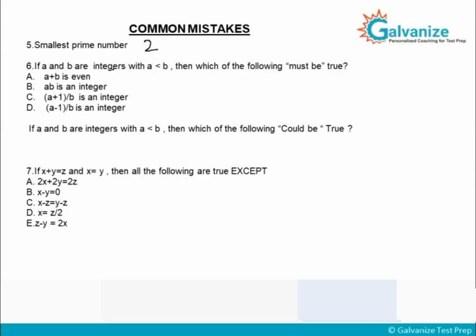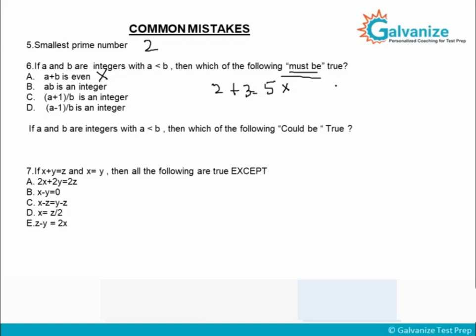So look at this example here. If A and B are integers with A less than B, then which of the following must be true? There are two integers given here. A plus B is even. I could come up with just one example to contradict this statement. A is less than B. I could bring an even number and an odd number, say 2 plus 3 is equal to 5, which is not an even integer. So this need not be true.